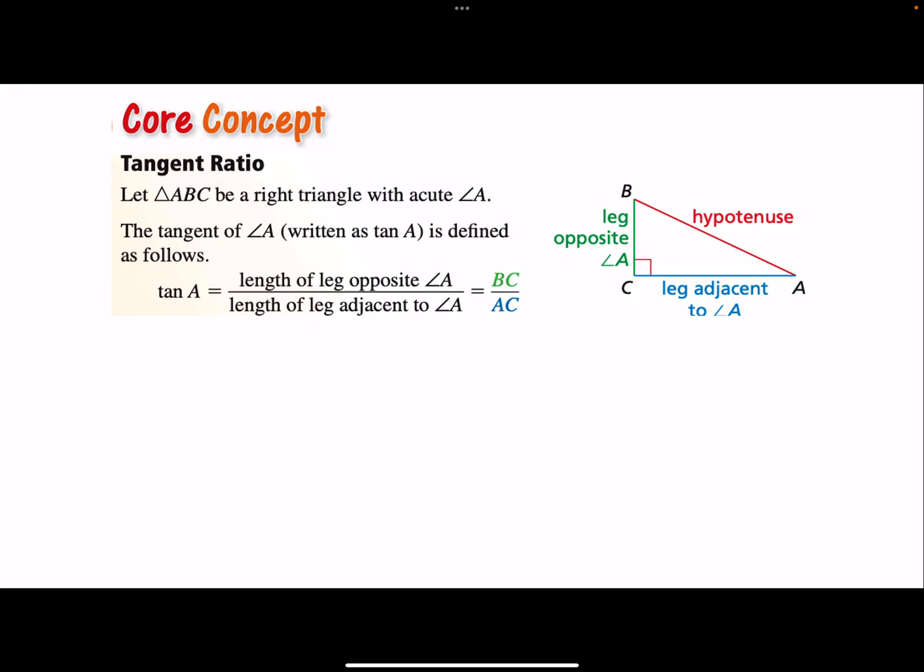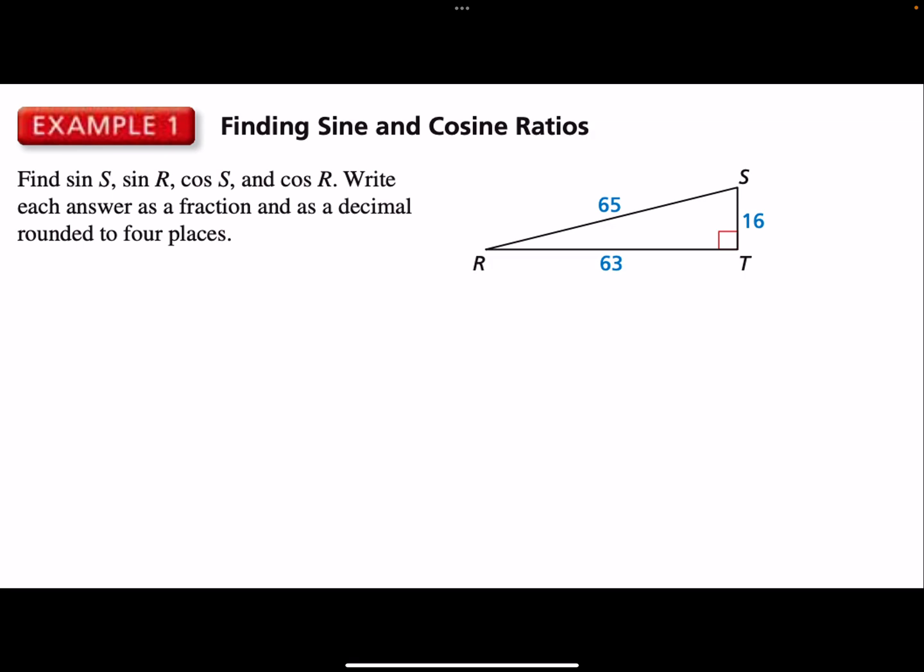So let's solve a problem based off of this. Example 1 says finding sine and cosine ratios. Cool. Let's find the sine of angle S, the sine of angle R, the cosine of angle S, and the cosine of angle R. Write each answer as a fraction and a decimal rounded to 4 places. Now I'm going to explain in just a second why we do that. Bear with me.